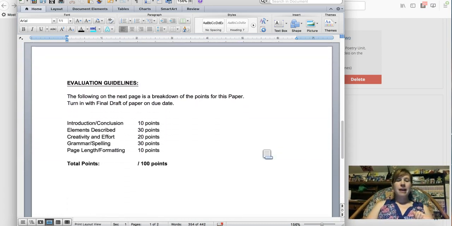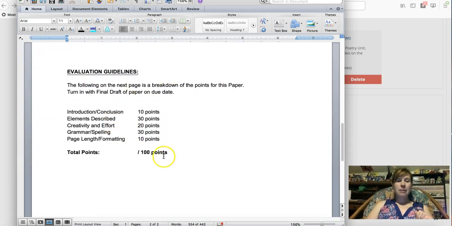So at the bottom, it shows you how I break up the point values and grades for this paper. Your intro and conclusion and your analysis is 10 points. The elements from our textbook, that's 30 points of your paper. If you don't cite anything from our textbook or reference any terms, that's basically going to be a 70%. You're automatically getting a C. So make sure you reference those.